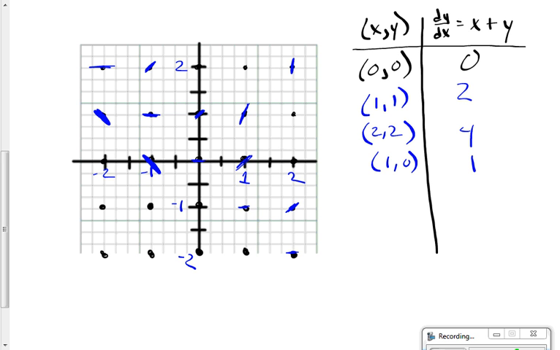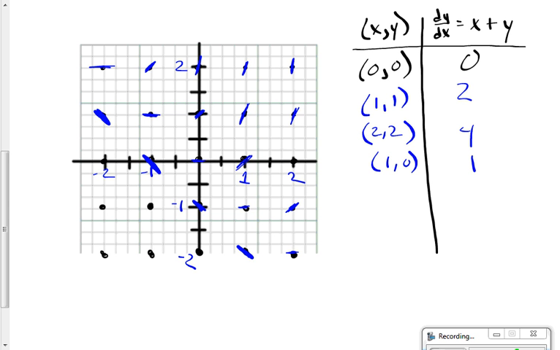Is there another one? 1, negative 2. How about 0, negative 1? Yeah? That's a slope of negative 1, isn't it? Okay. Do you see a pattern a little bit? They're hard to see, but there's a little bit of a pattern. As I get more positive, they're going to be more positive, right?